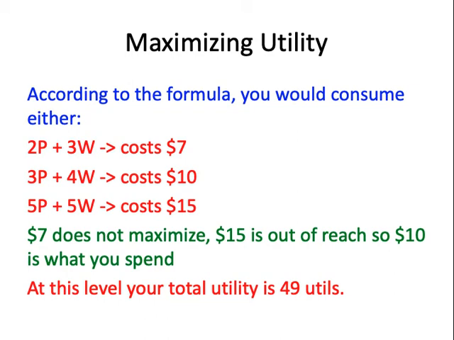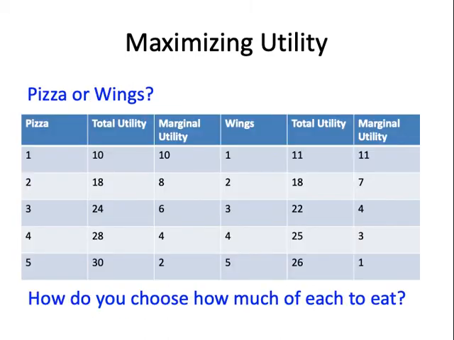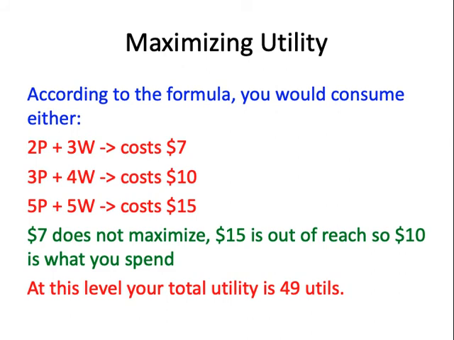So even if we go back to our original graph or original chart, let's go back there now. At 3 pizzas and 4 wings, I get 24 total utility plus 25 utility, so we have 49 units of utility. If you spend $10 on any selection of wings and or pizza, you're not going to get higher than 49. And so that just proves if you use the formula, it'll work. So that in a nutshell is utility theory and how to maximize utility.